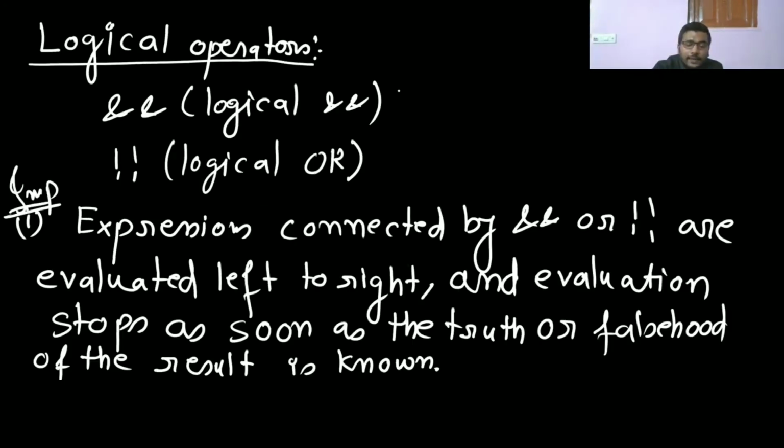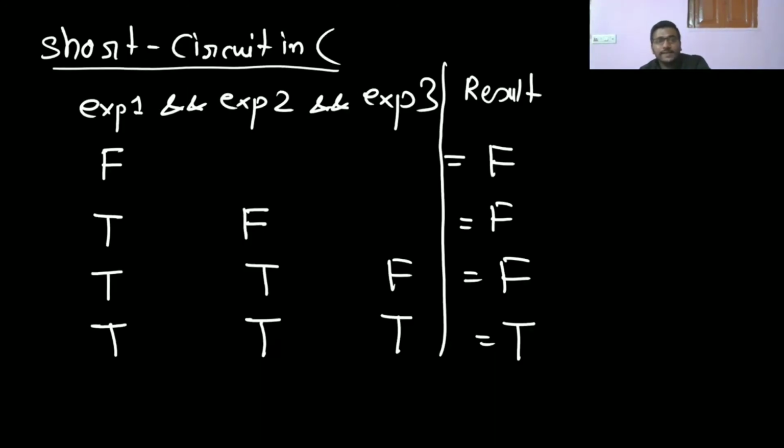Here it says expressions connected by and or or are evaluated from left to right, and evaluation stops as soon as the truth or falsehood of the result is known. Since it is and, as long as we get true, we go to the next. But whenever we get false, we stop.